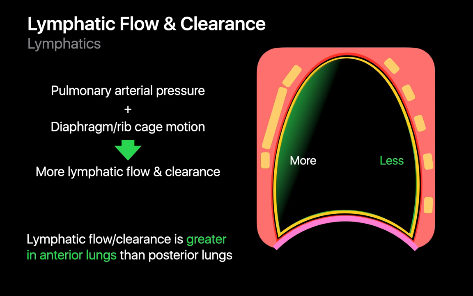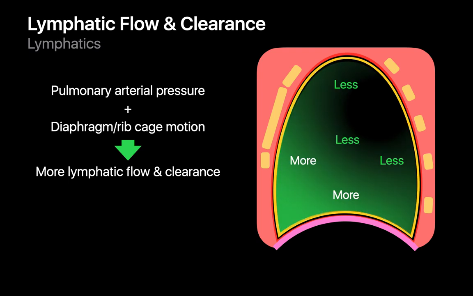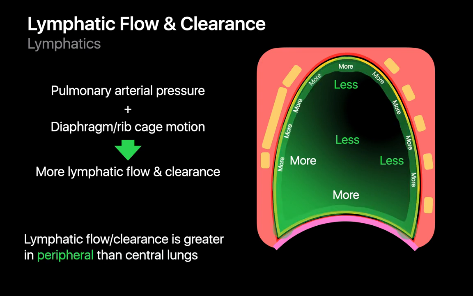If we combine these two lymphatic flow gradients into one, we can better understand why lymphatic flow in the lower lungs and anterior lungs is greater than in the upper lungs and posterior lungs. Finally, lymphatic flow is particularly effective along the margins of the lungs, where perivenous lymphatic channels can drain lung parenchyma directly into the adjacent pleural space.